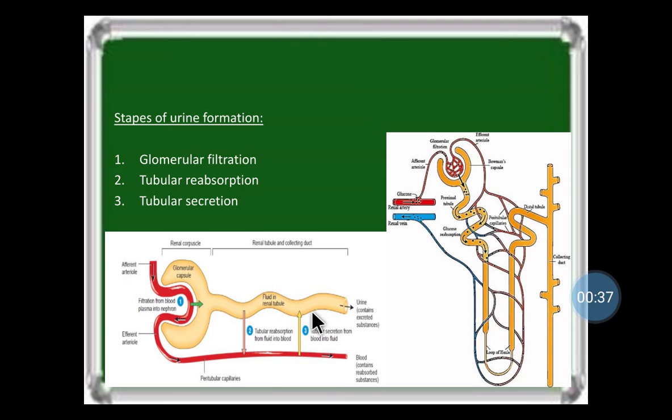Now, glomerular filtration is the first step of urine formation, in which water and most solute particles move from the blood plasma into the renal tubule through glomerular filtration. Then, tubular reabsorption refers to the return of the substances to the blood.